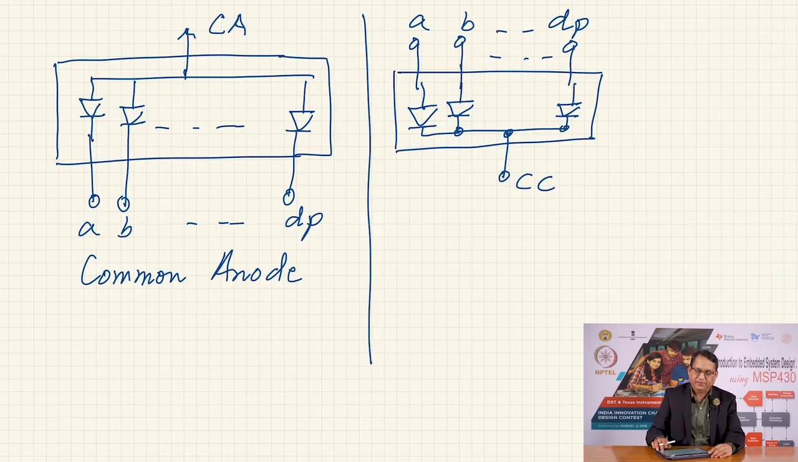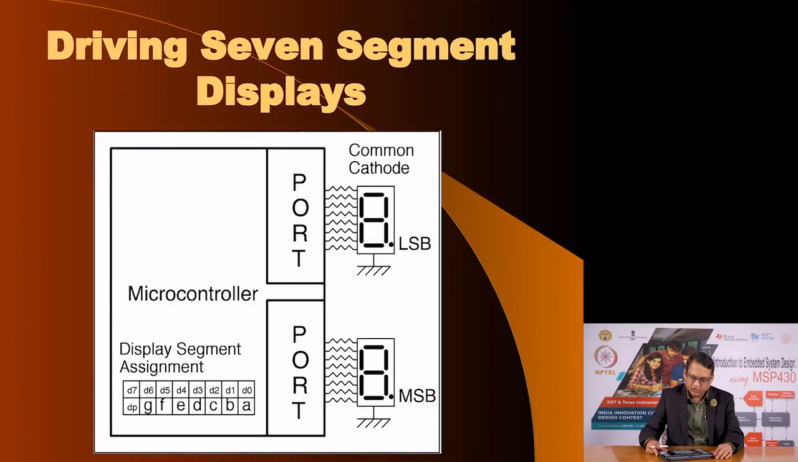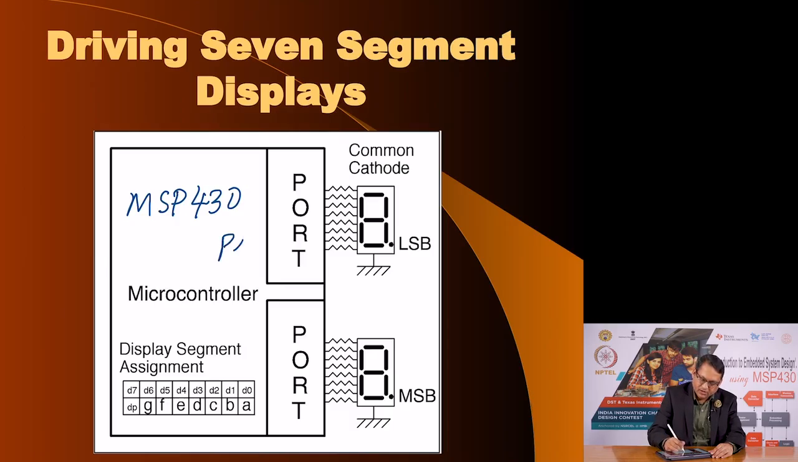Let us look at this scheme. I have shown here a microcontroller, in this case let us say we are talking of MSP 430, that has 2 ports, this is port 1 and this is port 2, each port has 8 outputs, and we have used a common cathode LED here, and we have used 8 resistors. And how to calculate the value of the resistors here?